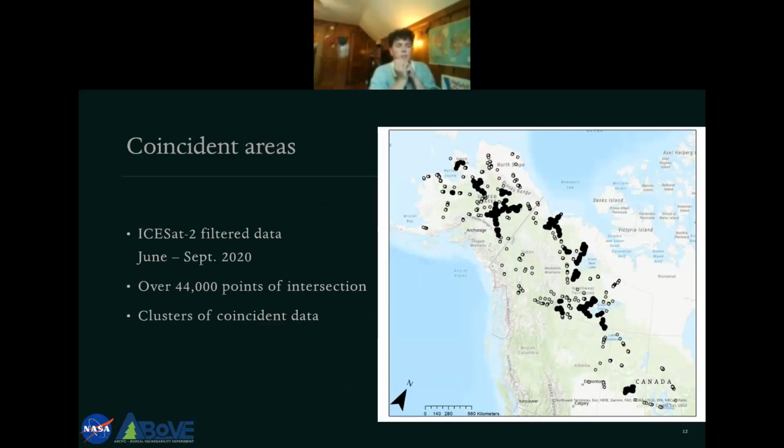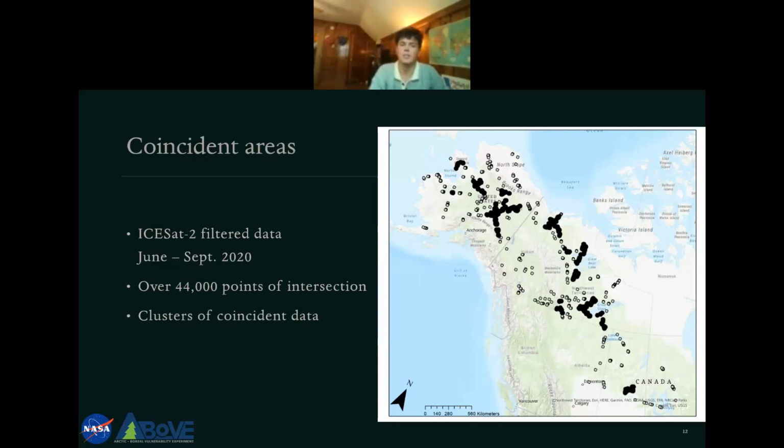And so how does this relate to ELVIS? They both produce actively sensed elevation data. And so we can look at ground elevation, canopy height, relative height, and compare those. And so here I have a visualization of coincident data using just a small sample from ICESat-2.